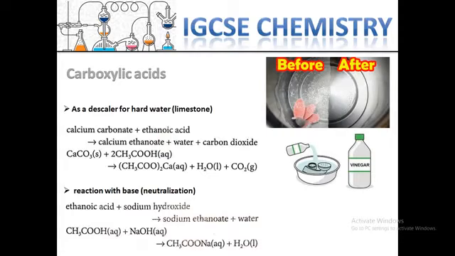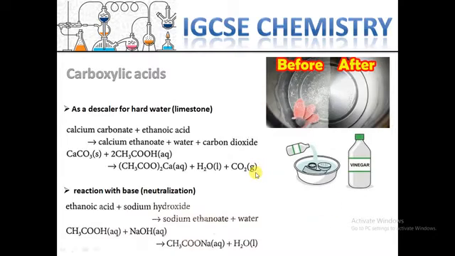This means that ethanoic acid can react very well with calcium carbonate. Then you will get water and also carbon dioxide in the form of gas.